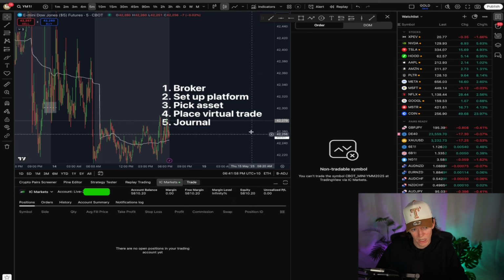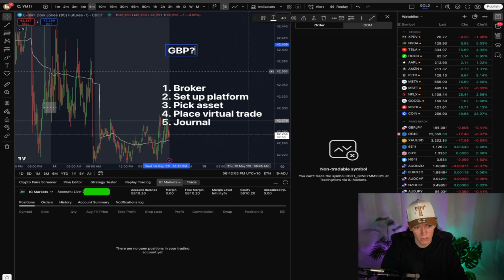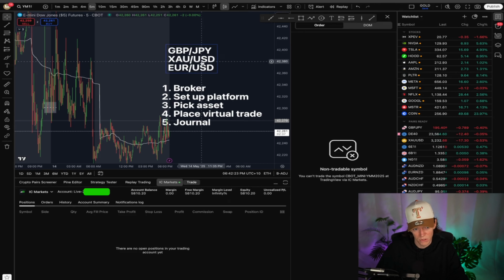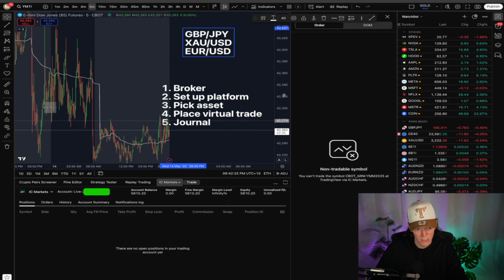So those are the pairs I would prefer to recommend you trade. So you've got GBP JPY. You've got gold, which is AU USD. And you've got Euro USD, which tends to move the slowest, but a lot of people tend to like it when they're starting out. So those are some pairs you can start trading right away.